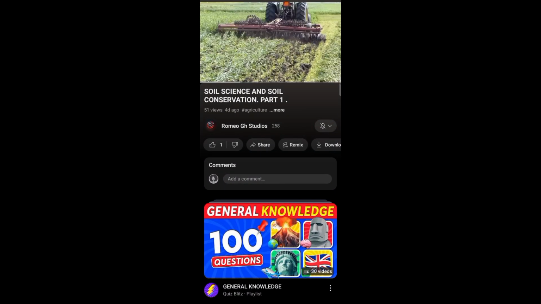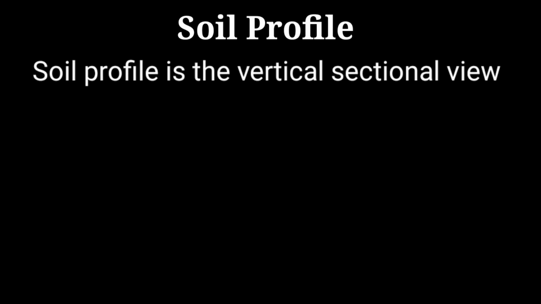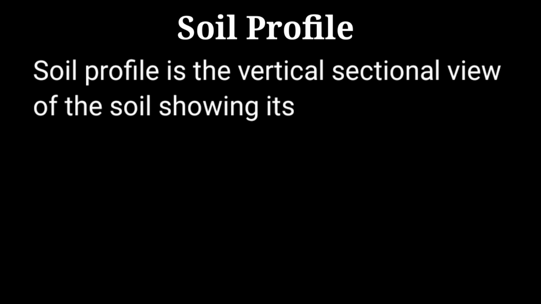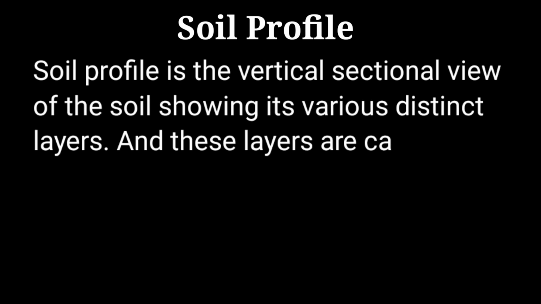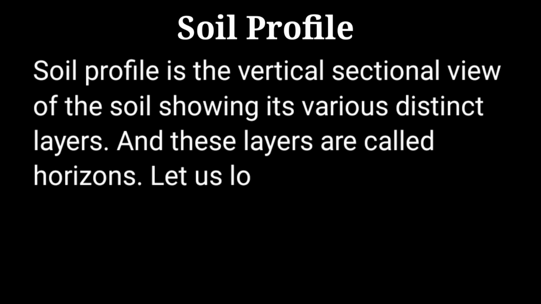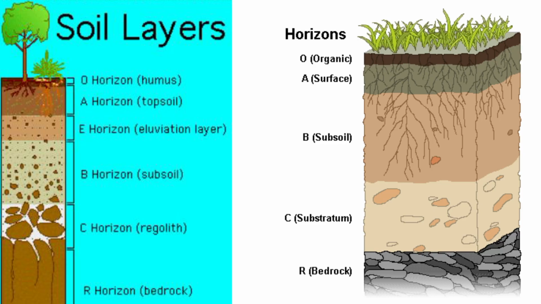All right, let us continue from where we ended in our first discussion. Today we'll be looking at soil profile. Soil profile is the vertical sectional view of the soil showing its various distinct layers, and these layers are called horizons. Let us look at a diagram representing soil profile. We divide it into 4 sections as we can see on the screen.